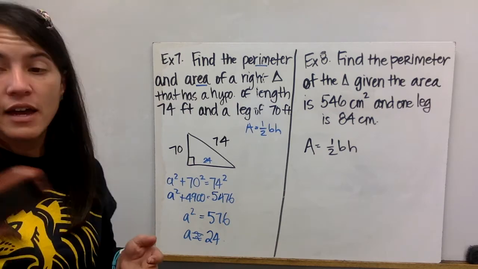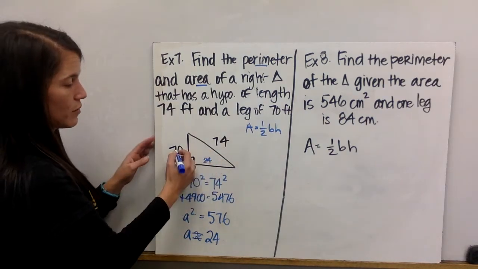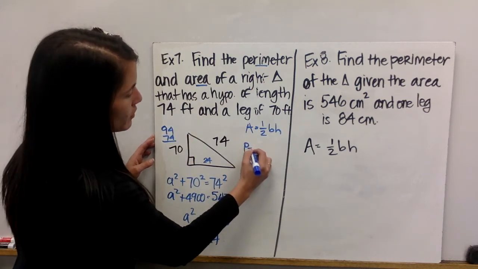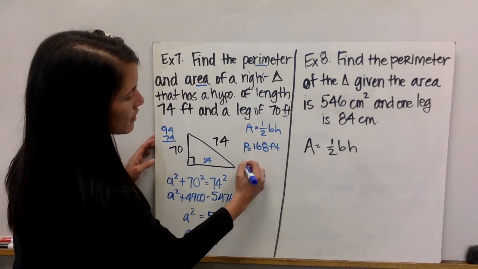Okay? Now we can find the perimeter. So you add up all the sides. 24 plus 70 is 94, plus 74, 168. So the perimeter is 168 feet.